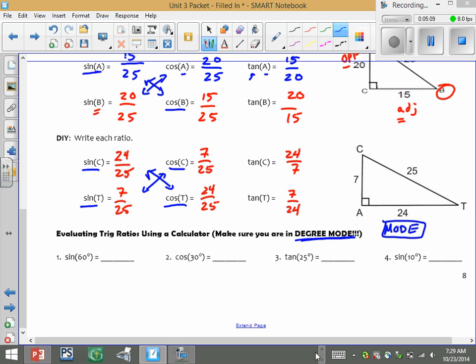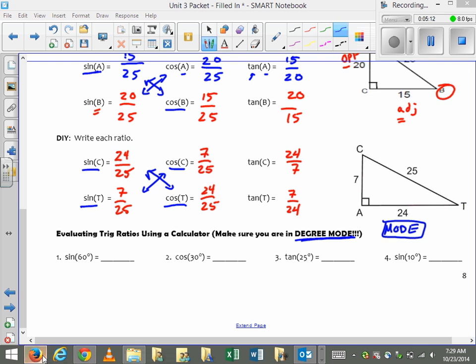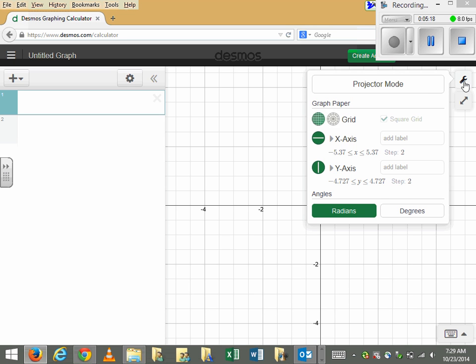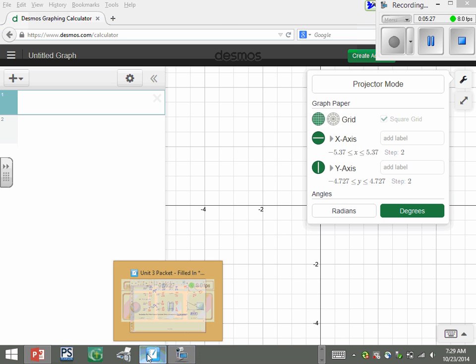If you're going to use the online Desmos calculator, desmos.com, after you pull that up, go to the graph settings. You can see the default is radians. You don't want that. You want to switch it over to degrees. At which point, we can now start to solve some of these.